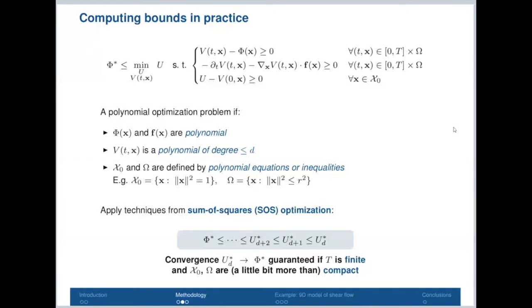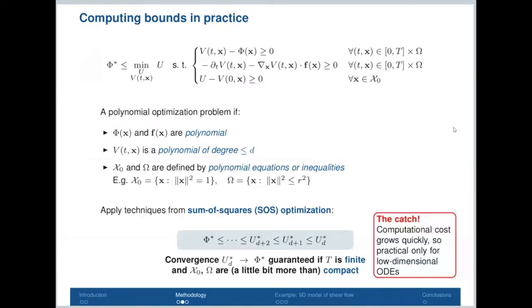Now, if you're thinking that this sounds too good to be true, you'd be correct because there is a catch. And the catch is that the computational cost of this SOS, sum of squares methods, grows quite quickly as the degree D increases, but also in terms of the size of the state space, so the number of variables in the state X. So if you want to implement this in practice, you can only do it for low-dimensional ODEs, so very low-dimensional, simple reduced order models of fluid flows. You would certainly not be able to do it for discretizations of the Navier-Stokes equation with millions of degrees of freedom. So this is the catch.